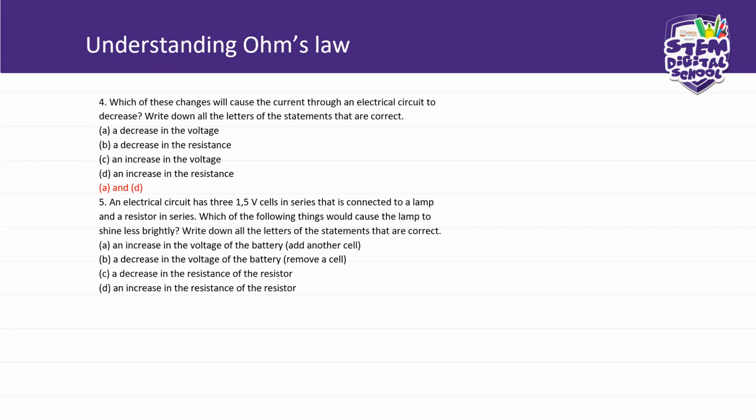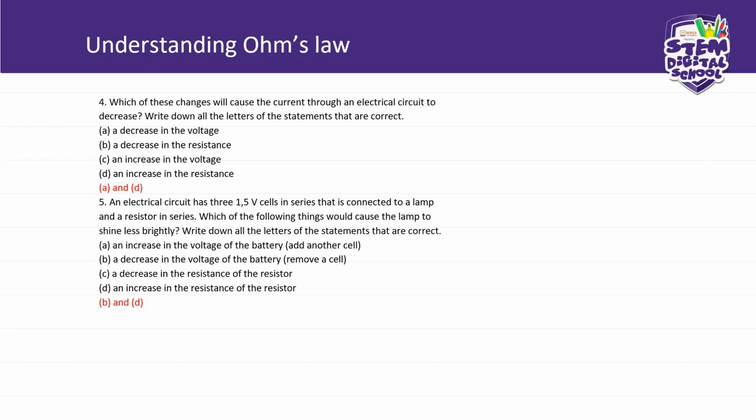An electrical circuit has 1.5 volt cells in series that is connected to a lamp and a resistor in series. Which of the following things would cause the lamp to shine less brightly? Write down all the letters of the statements that are correct. B and D, correct. Decrease in the voltage of the battery and increase in the resistance. Okay, I hope you all understand the relationships of the variables in Ohm's law. Is anyone still confused as to the relationship between voltage, current, and resistance? You now all understand Ohm's law, right?